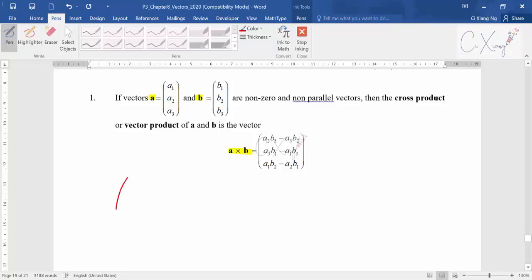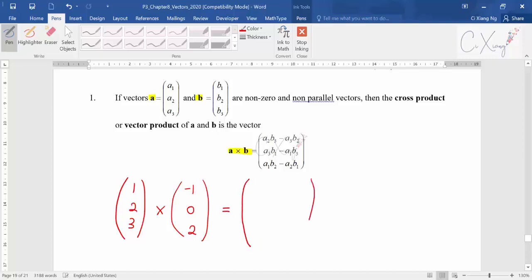I will show you in detail how to get all the values. To make it easier, I will take numbers as an example. Let's say I have 1, 2, 3 cross -1, 0, and 2. Let's say I want to cross these two vectors. When you want to cross these two vectors, the process is like that, and you will get a vector.